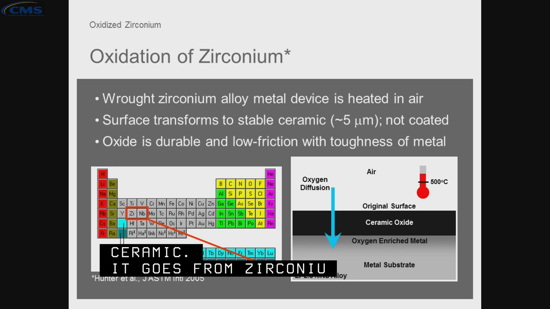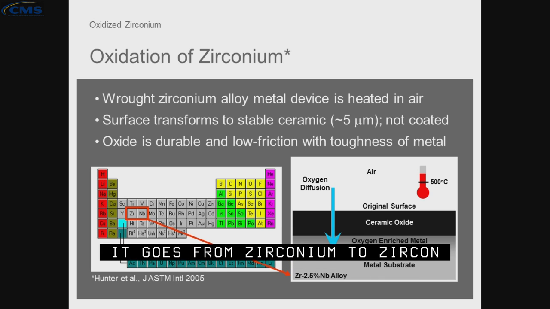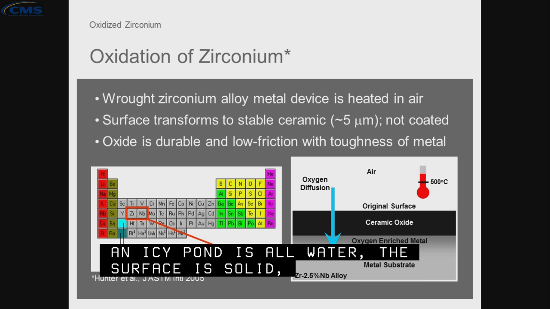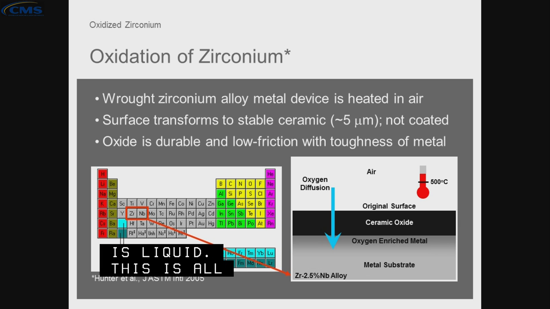Phase transformations, a couple of quick analogies. One is an icy pond. An icy pond is all water, but the surface is solid and underneath it's liquid, but it's all H2O. This is all zirconium. The surface happens to be ceramic and the interior tends to be metal. Another analogy is baking bread.